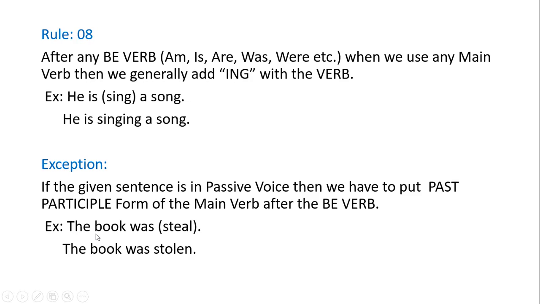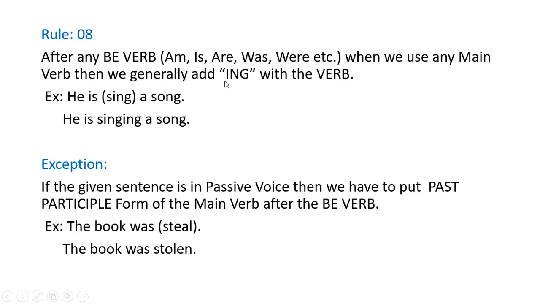By reading this sentence, the book was still, we can easily find out that the book cannot be still by itself. So it must be stolen by someone. So it's a passive voice sentence. So in a passive voice sentence, we have to put the verb in past participle form. So the correct sentence will be like this: the book was stolen. Not the book was still, the book was stolen. This will be the correct form.